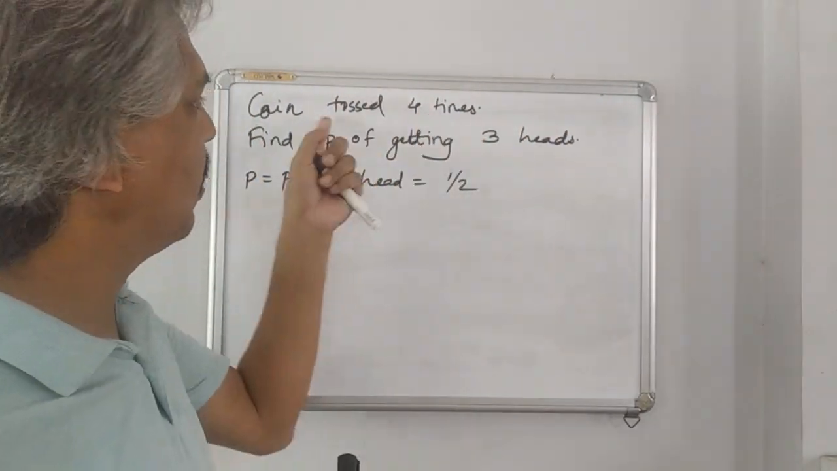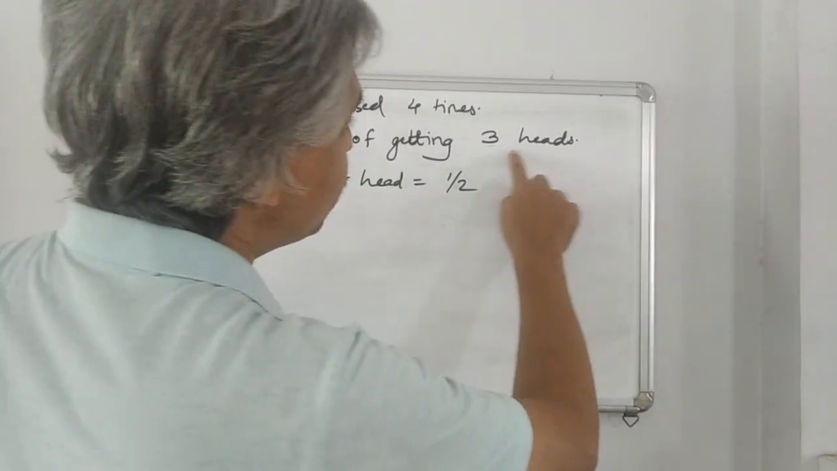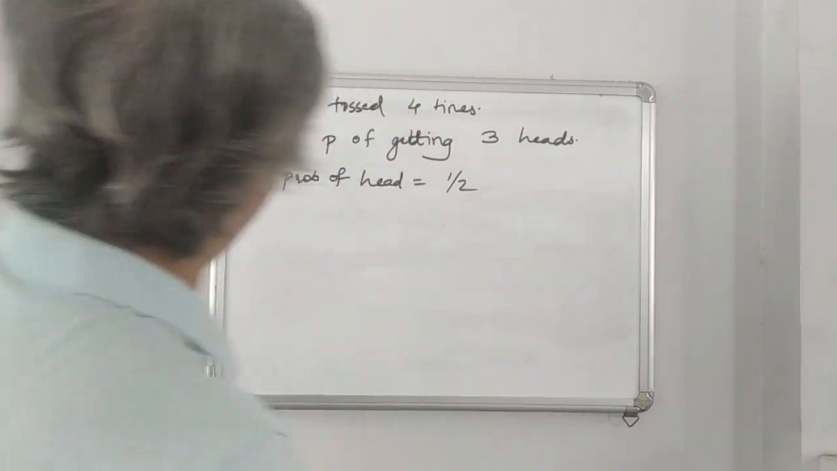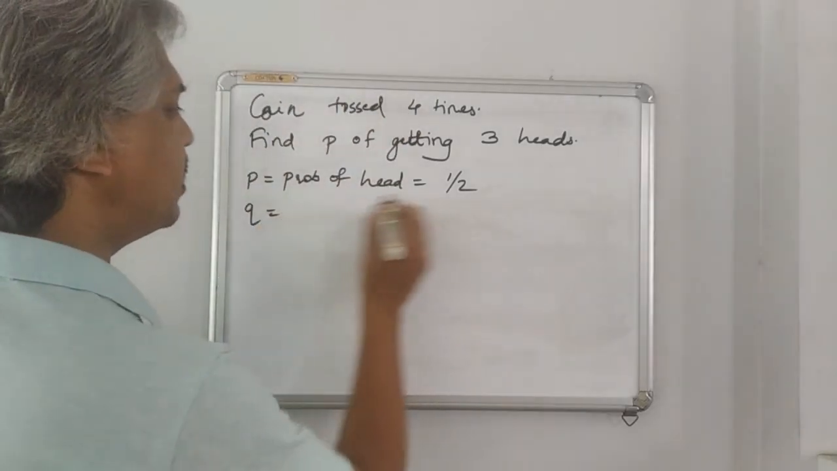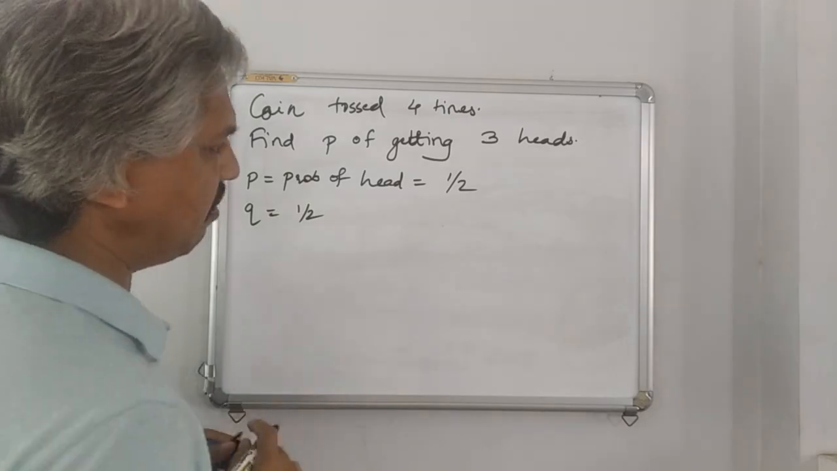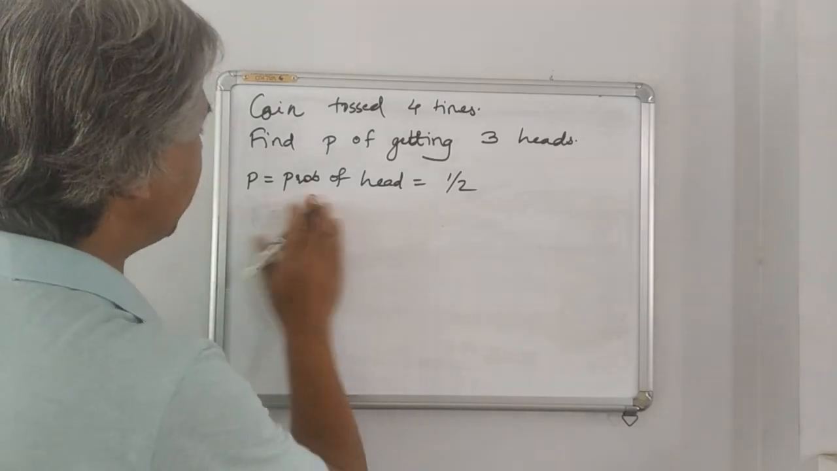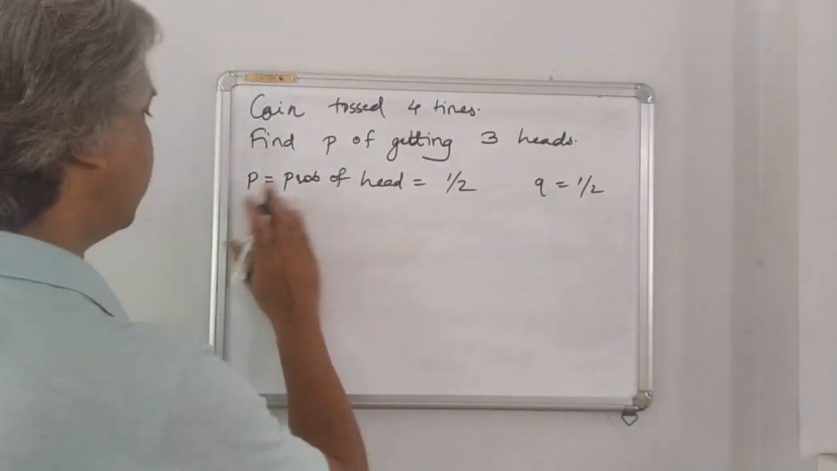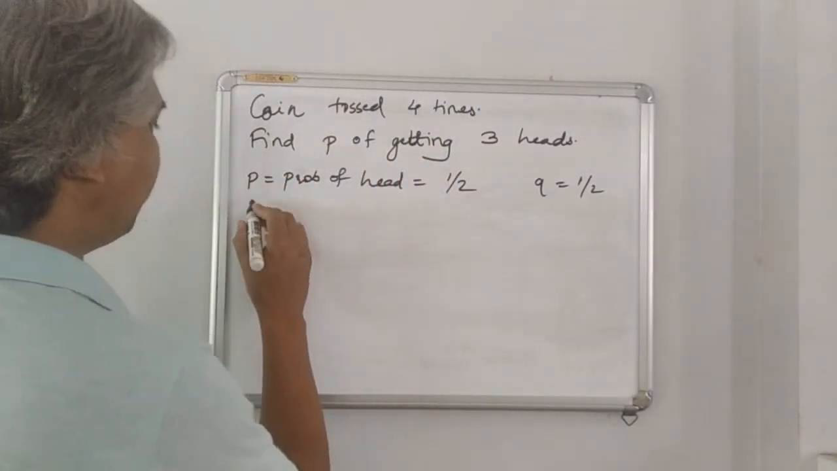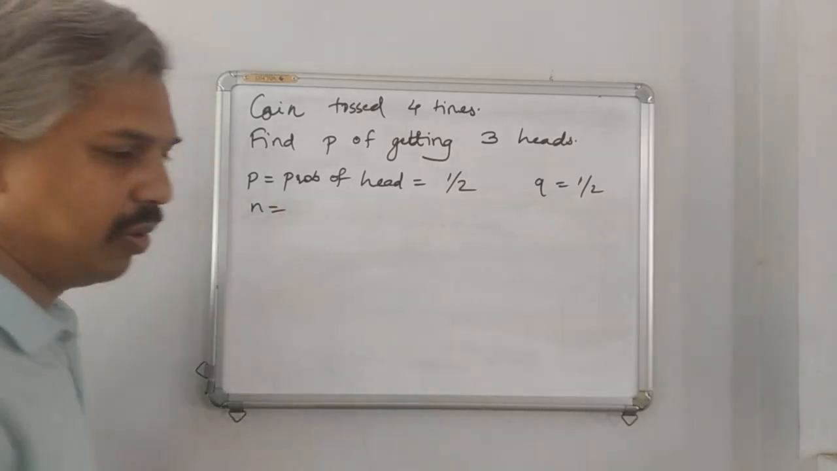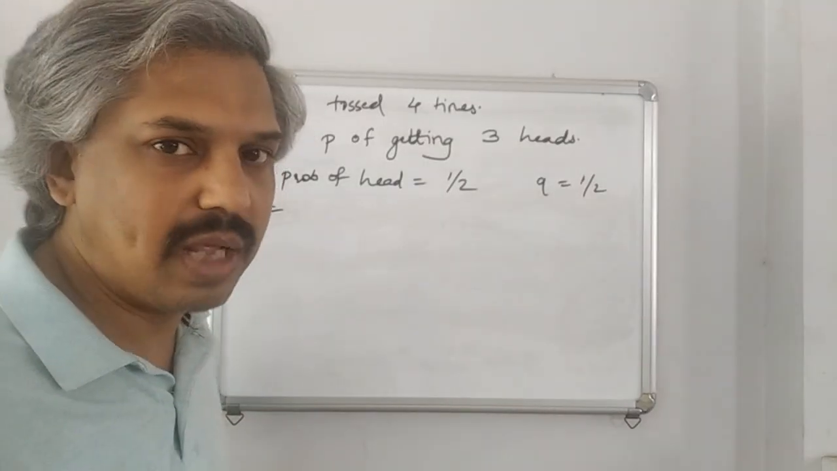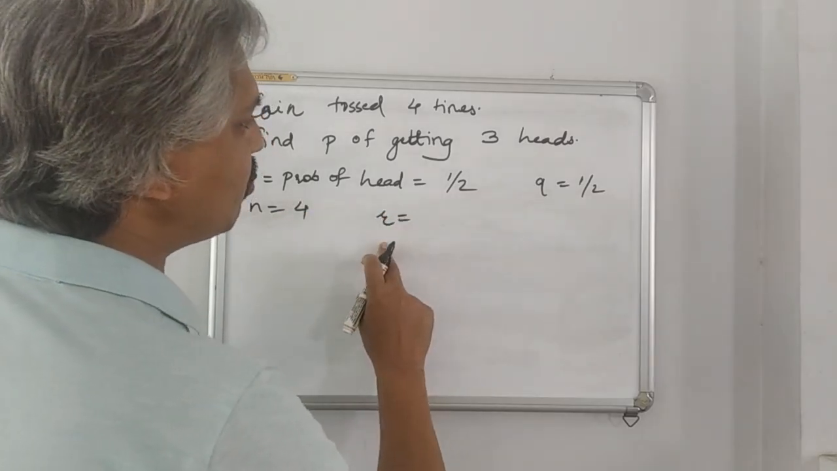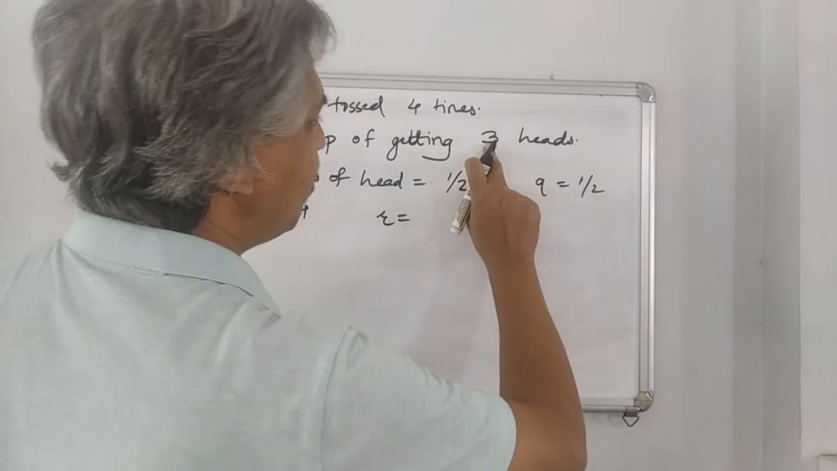But the coin is tossed 4 times, and we want to be sure that we get 3 heads. So how can we solve that? If P is equal to half, Q is obviously half, because P plus Q is equal to 1. So I can write Q is equal to half here. N is the number of times this experiment, the tossing of the coin, was carried out. It was done 4 times. And R is how many times you want a particular thing to happen. You want 3 times.